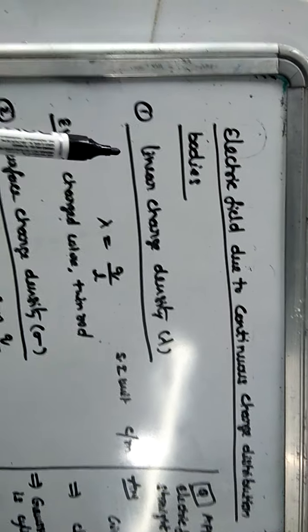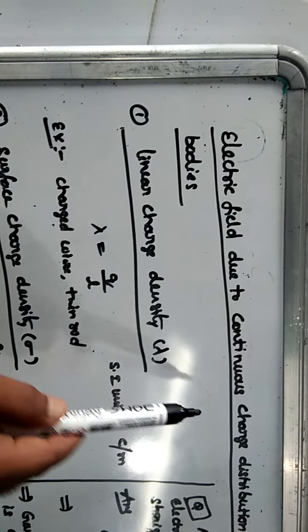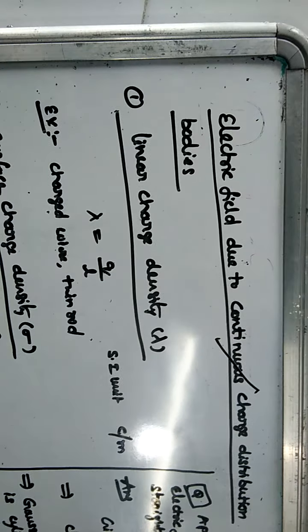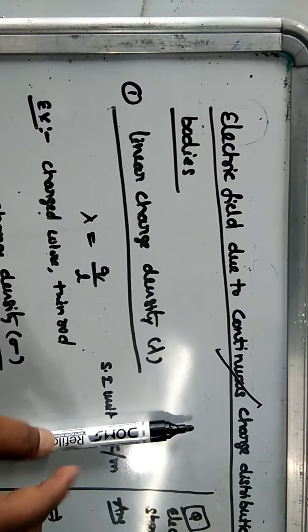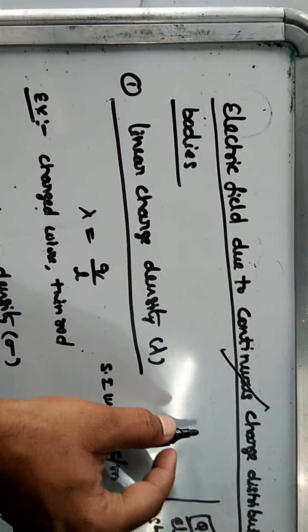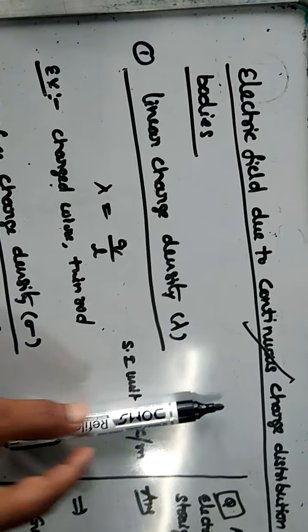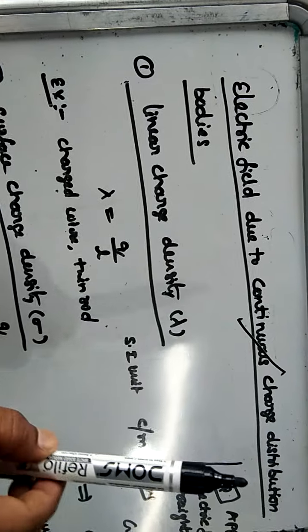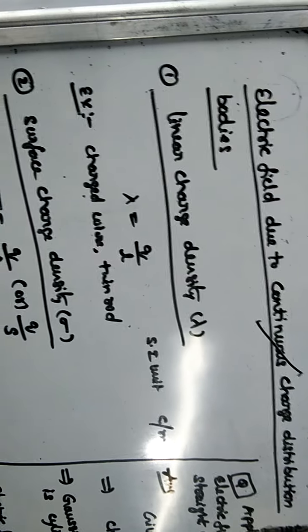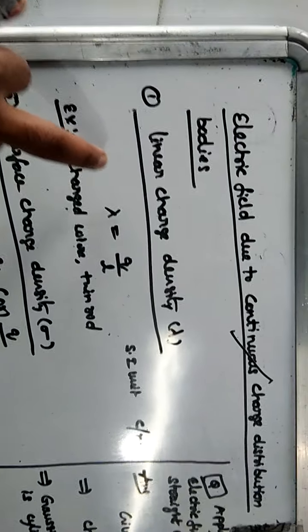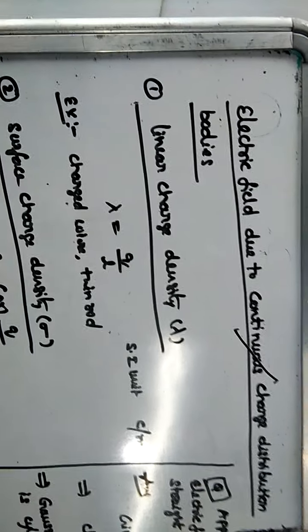Previously, we found the electric field due to a point charge. Now, continuous charge distribution bodies. That means it is not a point charge. Consider a body like this. Charge resides on the surface of the body completely. So for this type of body, we have to define some physical quantities according to their geometrical shape.